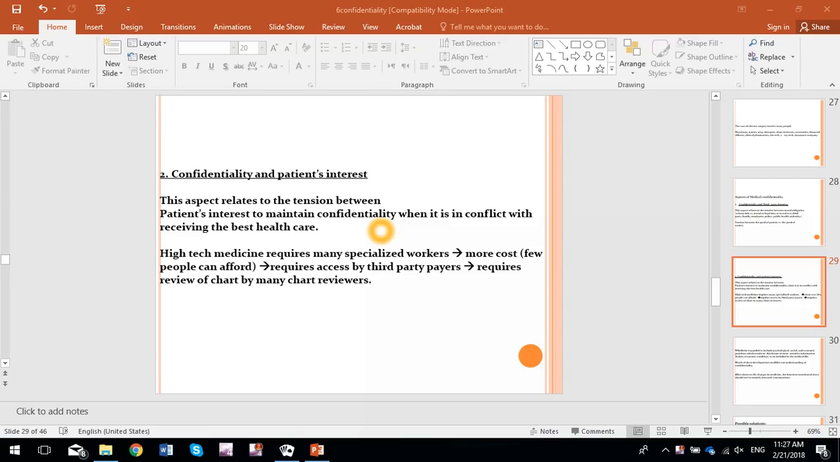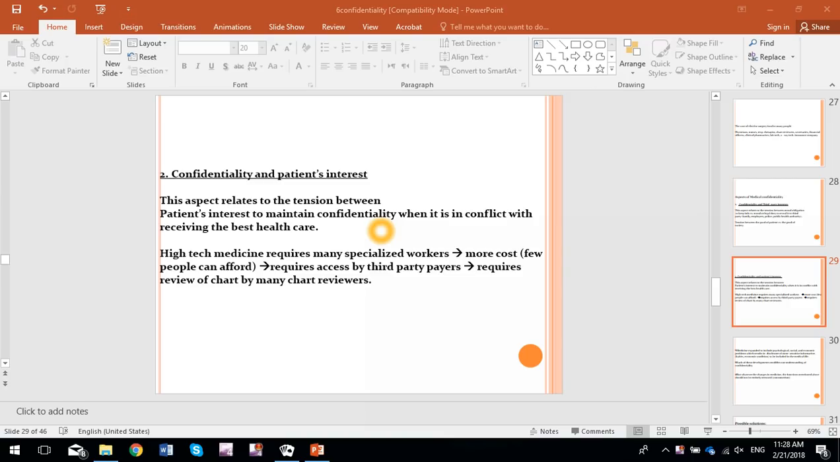Now, if the patient wants to keep all the information confidential, then the best way is not to investigate that case, not to send him for MRI, not to send him for the lab, not to send him for the X-ray. In this case, you are compromising what is good for the patient physically and what is good for the patient in keeping his information. This is the tension that arises between the patient's interest to maintain confidentiality and his receiving of the best health care.